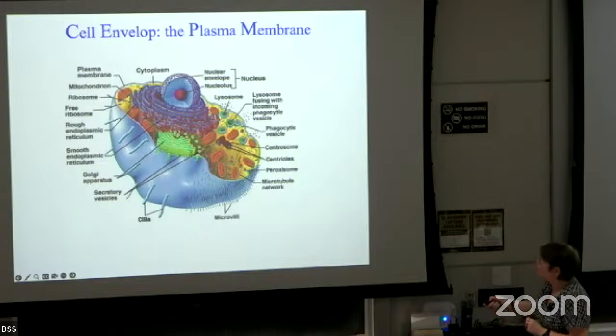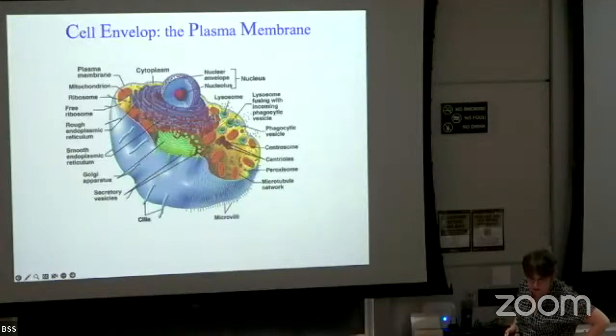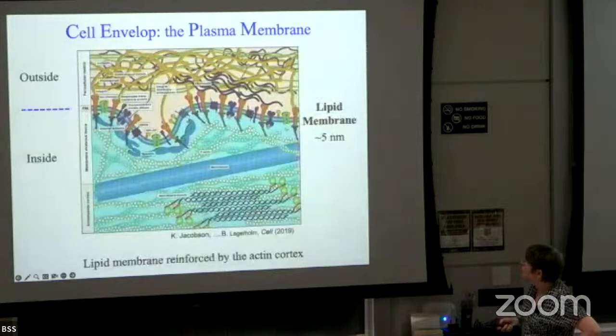So all these compartments are surrounded by one or two membranes. The nucleus, for instance, is surrounded by two membranes. The mitochondria also are surrounded by two membranes, and the rest is usually one membrane. So if we zoom in, this is the plasma membrane here. You can see that's a very complex cartoon.